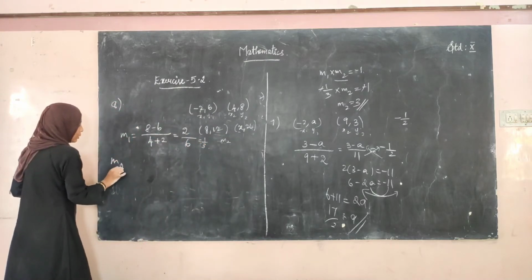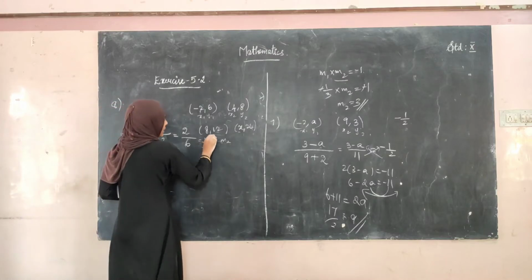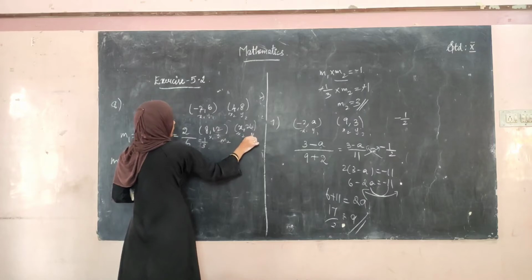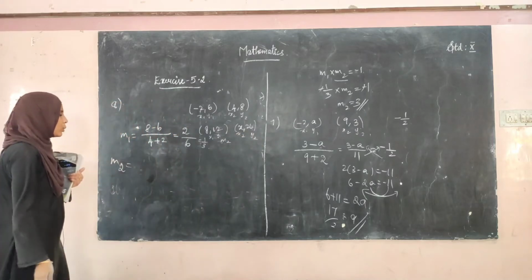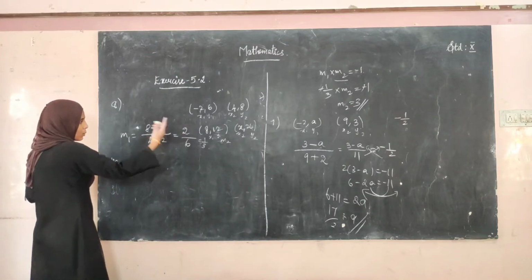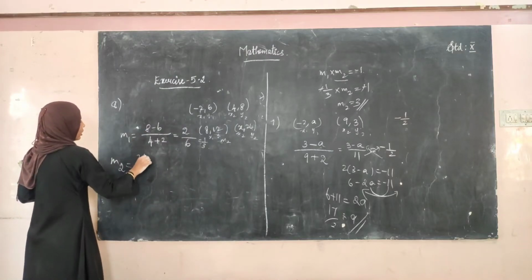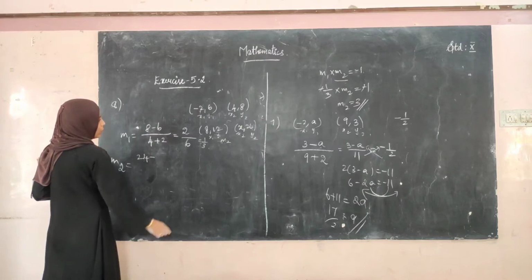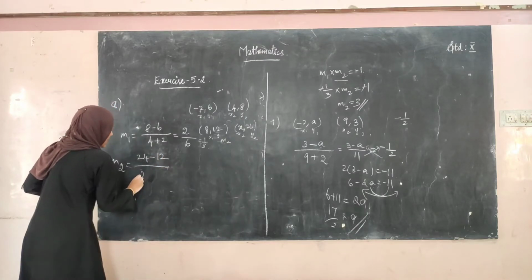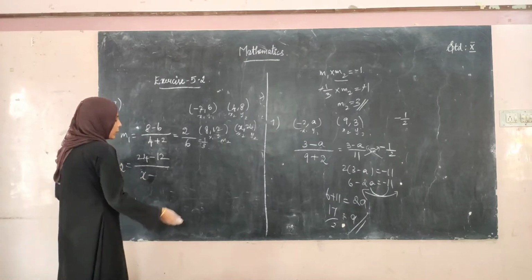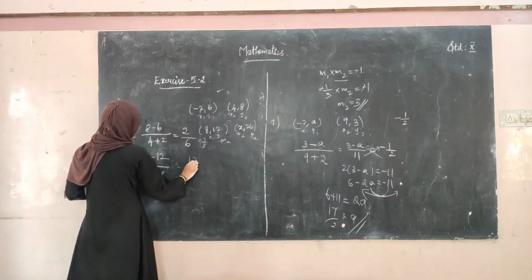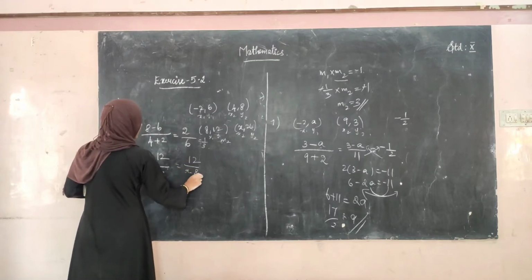Now let us find m2. Okay, take this as x1, y1, x2, y2. What is y2? We know the formula is y2 minus y1 divided by x2 minus x1. What is y2? y2 is 24 minus what is y1? It is 12, divided by what is x2? x2 is x, minus what is x1? It is 8, which is equal to 24 minus 12 is 12 divided by x minus 8.